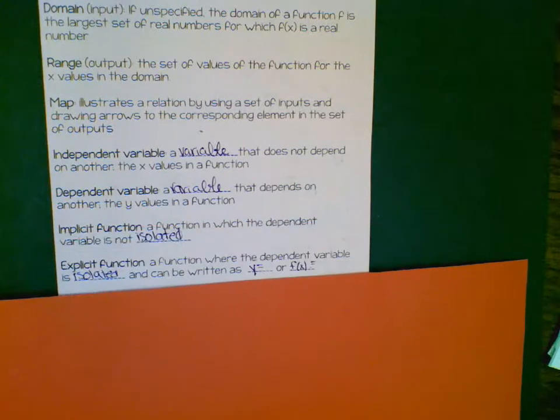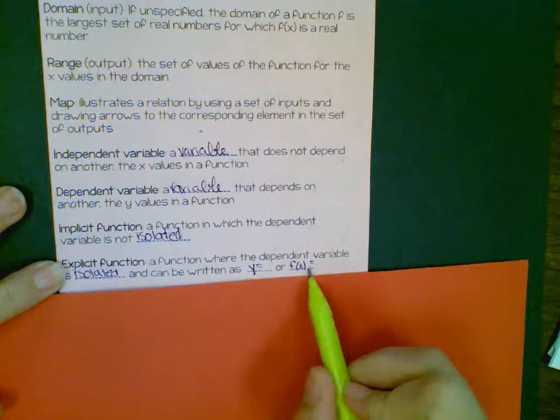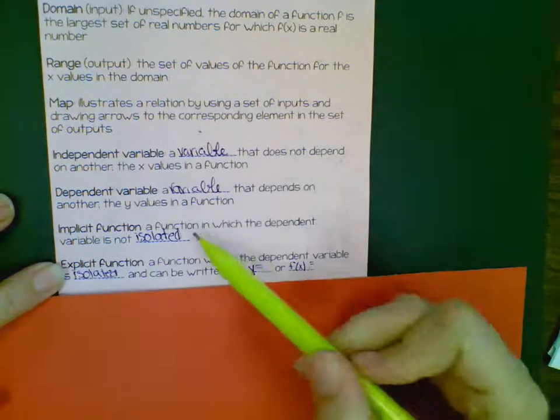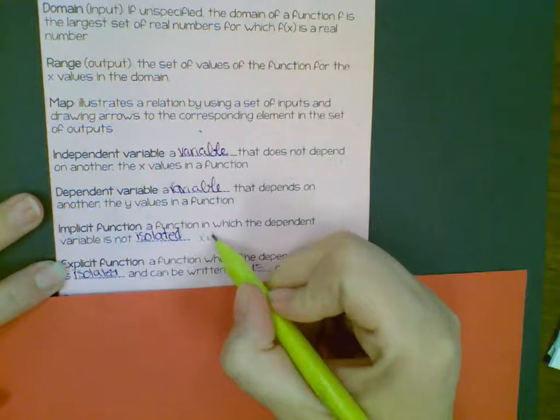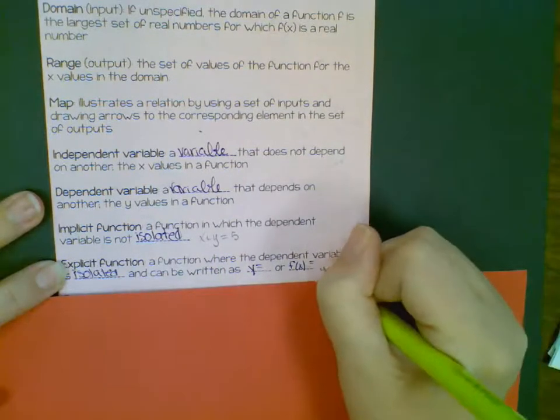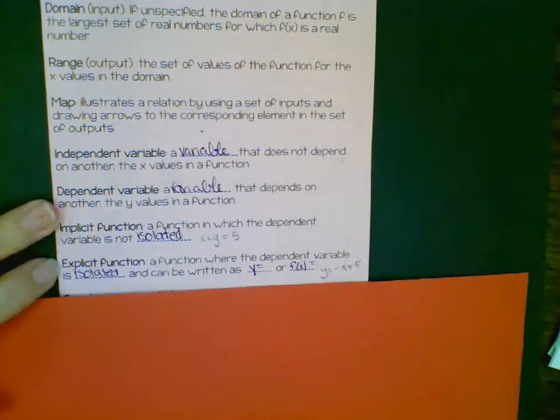Implicit and explicit, I don't know if you learned those terms before, those might be new. An implicit function is when it has all of the variables kind of on one side, or it's not explicit. And explicit means that it's y equals or f of x equals, so you solved for the dependent variable. Okay, so if we had x plus y equals 5, that's implicit. But if we have y equals negative x plus 5, that would be explicit.